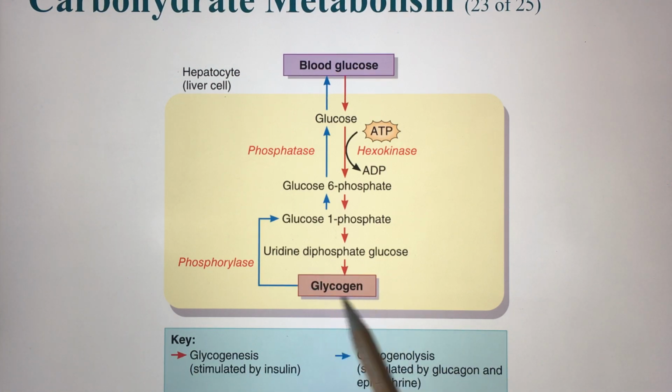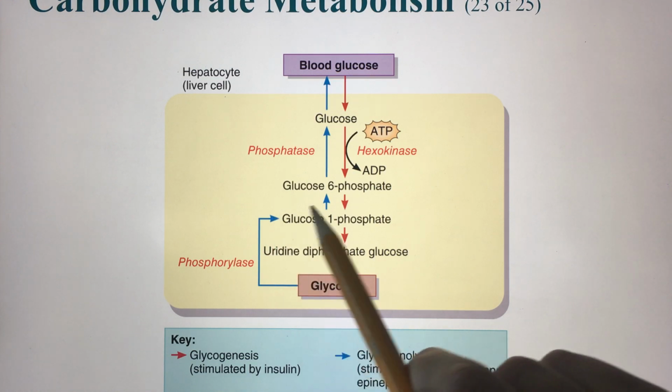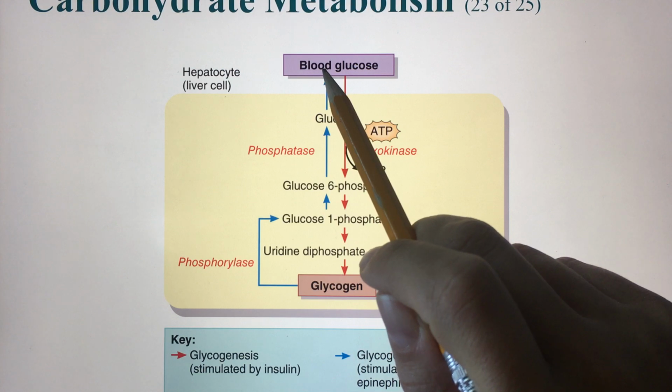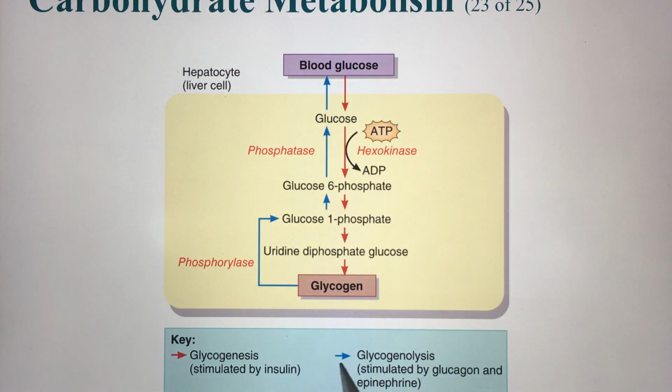Glycogen is stored in the liver cells, and when the body needs glucose, this glycogen can be converted back to glucose through a series of chemical reactions, and that glucose can be released into the blood and used by the body cells. This process is called glycogenolysis, and it is stimulated by the glucagon hormone and also the epinephrine hormone. Glucagon is produced by the pancreas, and epinephrine is produced by the adrenal gland. It's an adrenaline hormone, just a different name for it, and insulin is also produced by the pancreas.